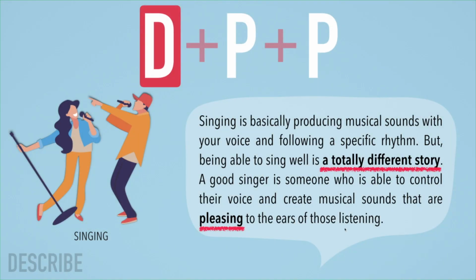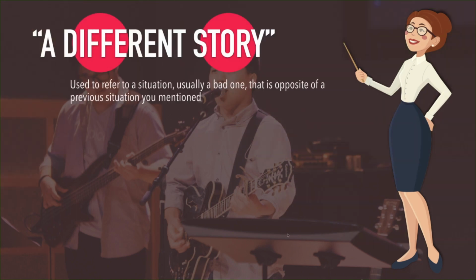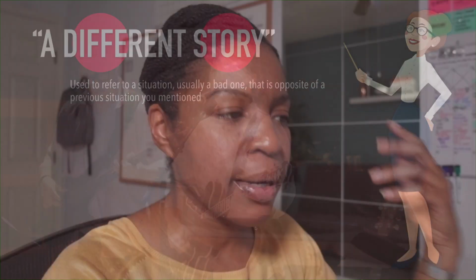So here we go. The first expression is a totally different story. So in English, we say a different story, and it's used to refer to a situation, usually a bad one, that is opposite of a previous situation you mentioned. So let's say, for example, we're going to talk about the weather, and we want to use this expression. So let's say I'm telling you about the weather from yesterday.